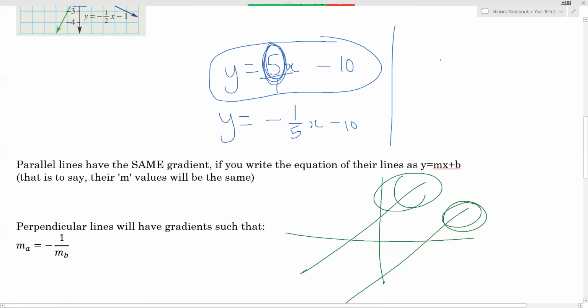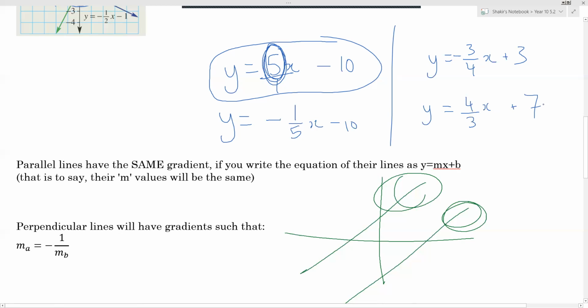And let's look at another example. If you had y is equal to negative 3 over 4x plus 3, the negative reciprocal of this, the line which is going to be perpendicular, is going to be negative of negative, which is positive. And you flip this upside down, so 4 over 3x. And the plus can be anything. It doesn't really matter. We can write 7. These two lines will be perpendicular.